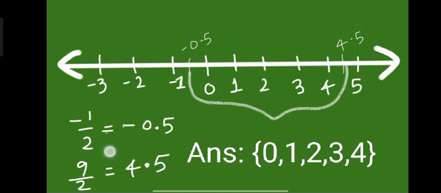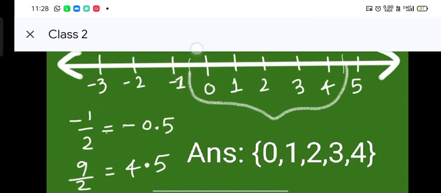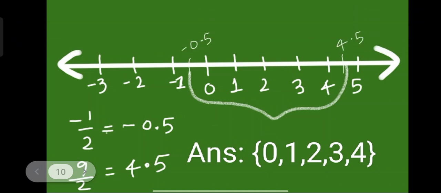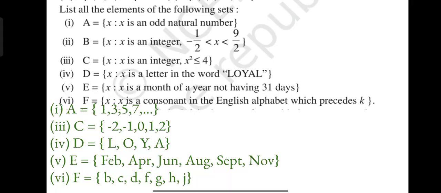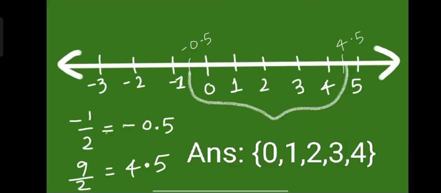Okay, so minus 1/2 means minus 0.5, so it will come in the middle of 0 as well as minus 1, and it is written here. And our upper limit is 9/2, that means 4.5, so it comes in the middle of 4 and 5. It is also specified here. So the number which we are writing, the answer of our question, lies between minus 0.5 and 4.5. I have represented the region of our answer by a big curly bracket, marked by a chalk.